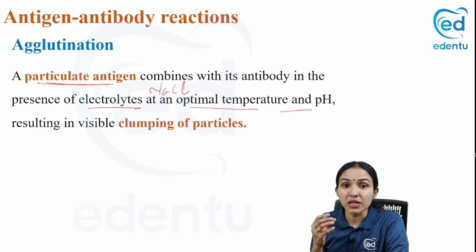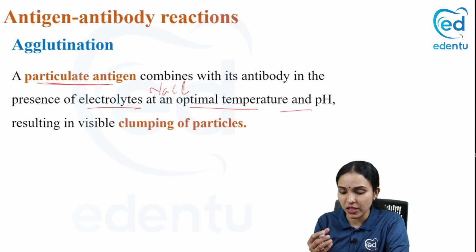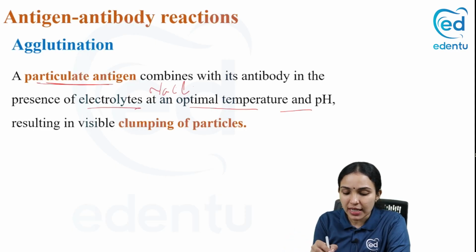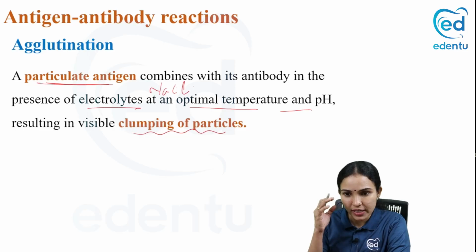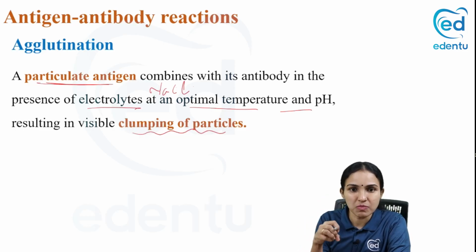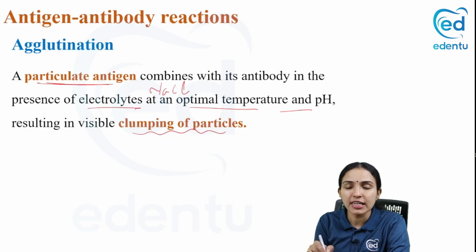It forms a bigger complex, bigger than a precipitate, because here the antigen itself is insoluble. So it forms a bigger complex in the form of clumping of particles. How will you see agglutination? You can directly visualize it very easily as large clumps of particles, because the antigen antibody complex formed here is bigger. So don't forget, it's a particulate or insoluble antigen that is reacting with its antibody, leading to clumping of the particles because of the formation of the antigen antibody complex.